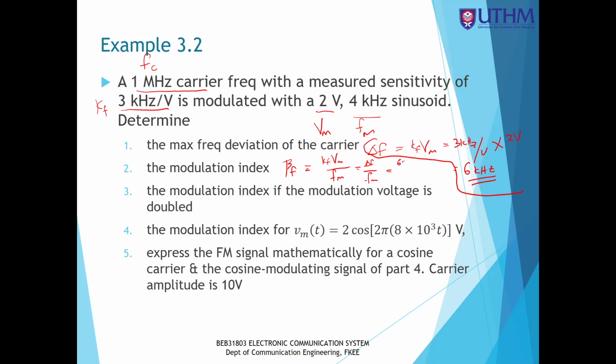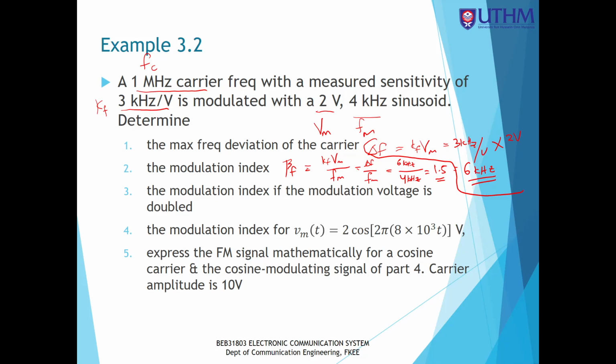So 6 kilohertz divided by 4 kilohertz. Okay, so you get 1.5. So delta F over FM, or KF VM over FM. Okay, we get 1.5.